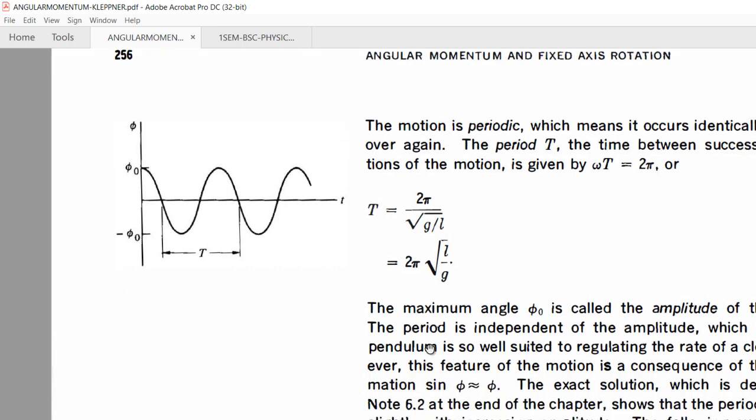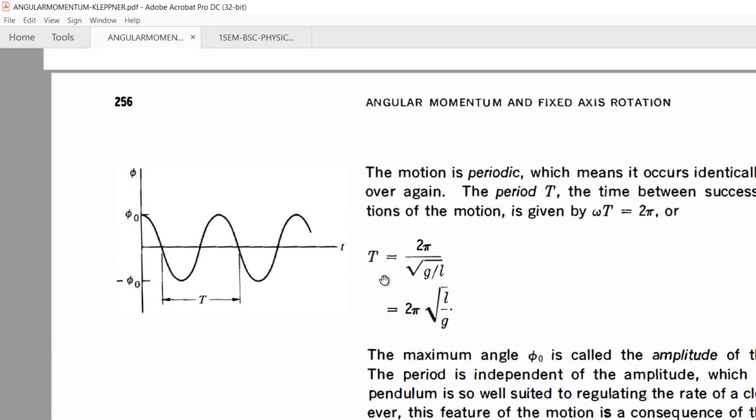All these things we studied in the plus 2. The maximum angle phi 0 is called the amplitude of the motion. The period is independent of the amplitude. Here there is no term which has amplitude. This is why the pendulum is so well suited to regulating the rate of a clock. This feature of the motion is a consequence of the approximation sin phi is equal to phi. The exact solution, which is developed at the end of this chapter, shows that the period lengthens slightly with an increase in amplitude. This holds only if the amplitude is very small. If the amplitude is very high, the time period increases on increasing the amplitude of the oscillation.